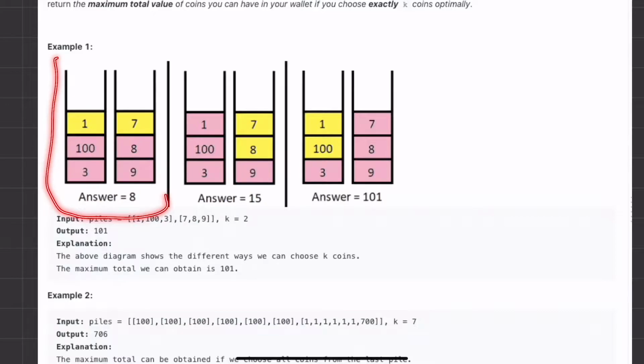So the first possibility is that we choose 1 and 7, the tops of both piles, giving us an answer of 8. The other possibility is that we choose the first thing on the second pile, allowing us to get to the second coin on the second pile, giving us 7 plus 8, 15. The last possibility is that we choose the first coin in the first pile, and then exposing the second coin in the first pile, we choose that as well. Our answer is 101 because this is the maximum such combination.